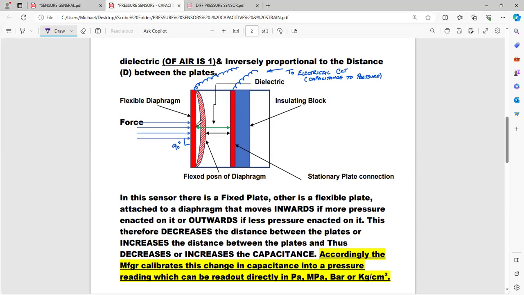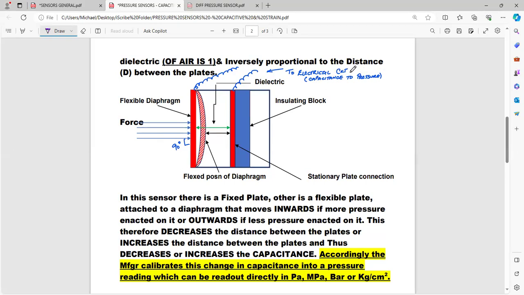Here you have the other plate, but this plate is basically forming the flexible diaphragm. So this plate can move, come back into this position or go inwards. Depending on how much force or pressure is acted at 90 degrees, this particular plate will be depressed inwards. This is fixed, is not going anywhere. Only this one will be moving around, depending on what is the pressure or force that is being applied at 90 degrees. And from this plate, you're going to have the other connection going to the electrical circuit.